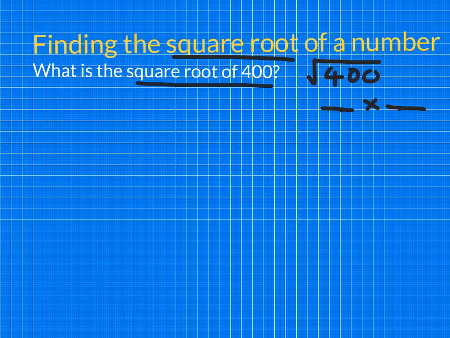So it means that this number here times exactly the same number is going to make 400. Or we could say this number squared is going to make 400. And that's what we're going to try and find. So to do that, we're going to take the prime factorisation of 400.